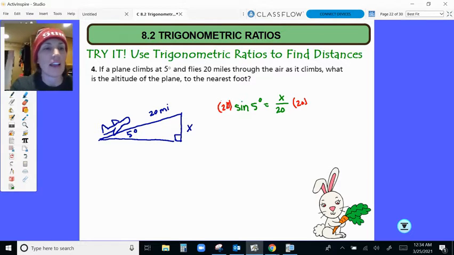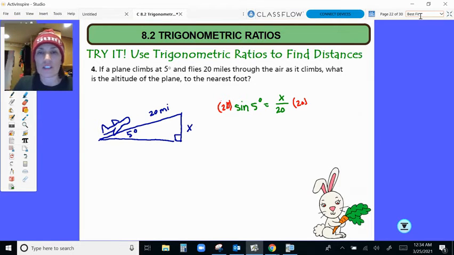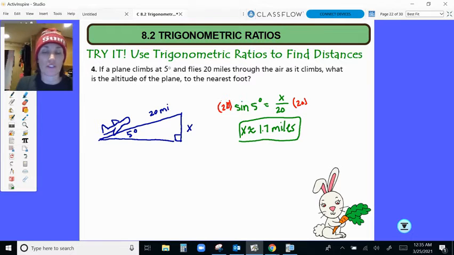Oops, 20, like that. So when I plug this in here, I can take this calculator now, clear this up, and just put 20 times my sine of 5 degrees. Just put that whole thing in there, just like that. Now, some of your calculators might not do that. You might have to be careful of order of operations. So you have about 1.74, okay, about 1.7 or so. So x is approximately equal to 1.7 miles high. So after it's gone 20 miles through the air, it's gone about 1.7 miles high in the air.